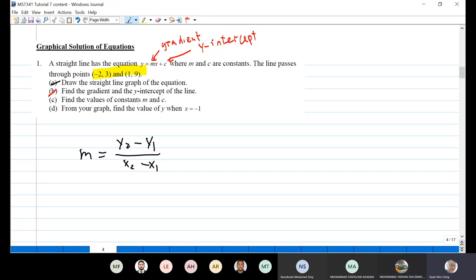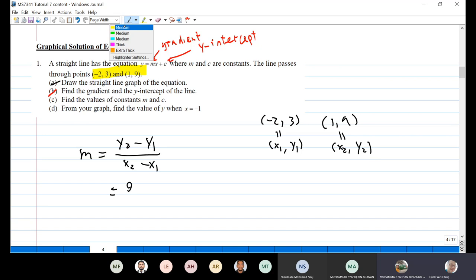What is y2, y1? We have 2 points, minus 2, 3, and 1, 9. So this is your x1, y1, the first xy coordinate. This is your x2, y2. So you plug in the formula. y2 is actually 9.